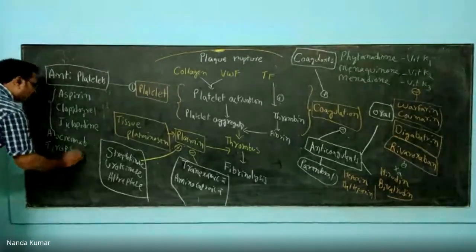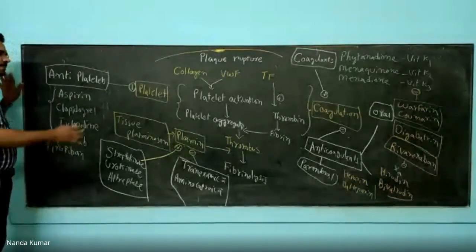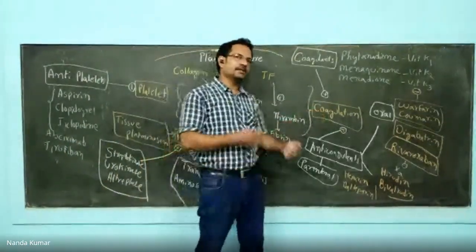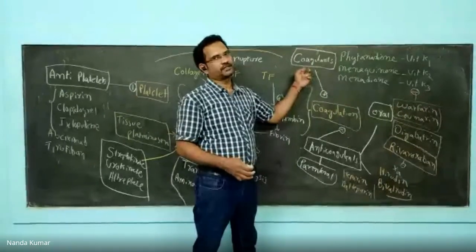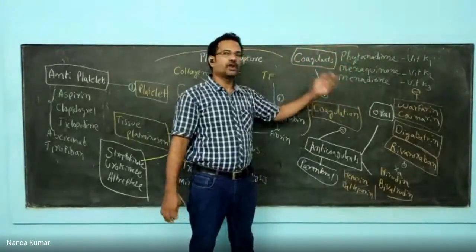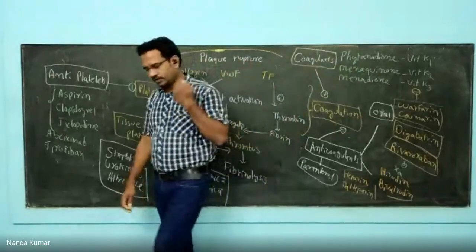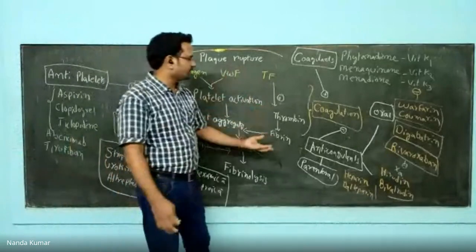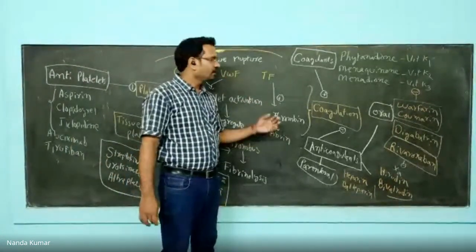So all these drugs are anti-platelet drugs. Once this is done, let us see about this. So the coagulation is activated by coagulants. Coagulants are vitamin K derivatives. Phytonadione, menadione, all of them are vitamin K derivatives. Vitamin K1, K2, K3. They enhance the coagulation process and enhance the formation of fibrin.